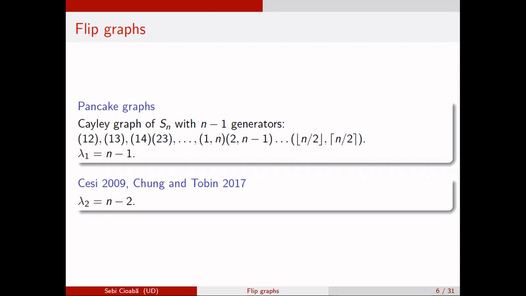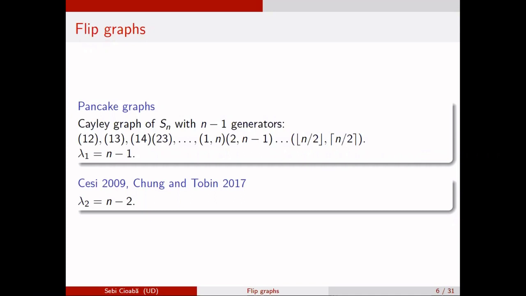And so it's clear that the largest eigenvalue of the adjacency matrix is n-1. And Cesi in 2009, using representation theory of the symmetric group, proved that the second eigenvalue is n-2. And this was also proved in a more general form by Fan Chung and Josh Tobin in 2017.